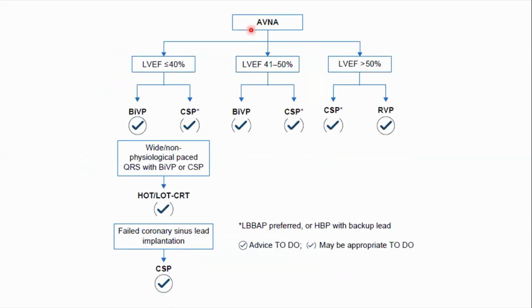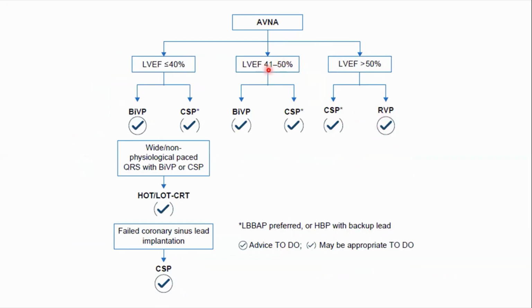What about those undergoing AV node ablation? It's all about the ejection fraction. If the ejection fraction is more than 50%, conduction system pacing may be considered, and left bundle branch area pacing is the preferred option. Then His bundle pacing with a backup lead. RV pacing is still possible.